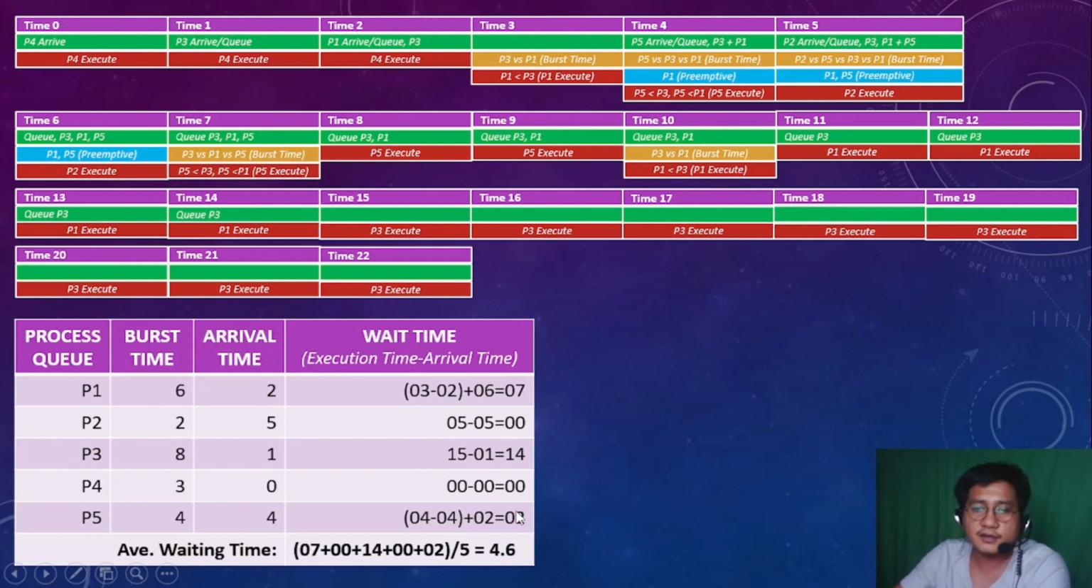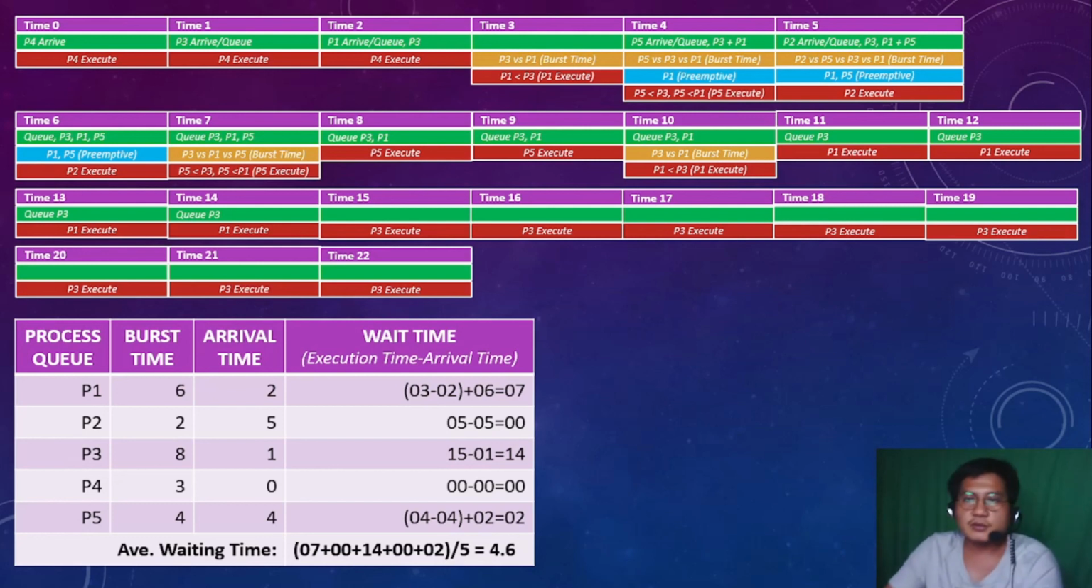Now to get the average waiting time of all the processes, we have to sum up again the waiting time of each of the processes. It is 7 plus 0 plus 14 plus 0 plus 2, and then we divide it by 5 since we have 5 processes, and then we get 4.6 average waiting time for this.